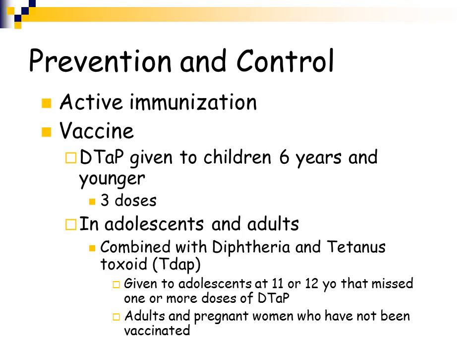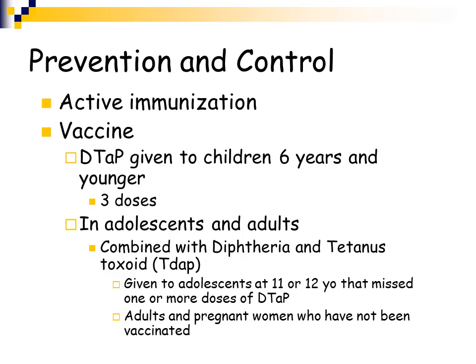The best way to prevent Bordetella pertussis infection and whooping cough is active immunization. So there is a vaccine, the DTP or DTaP, given to children 6 years and younger, and there are 3 doses of this vaccine given. In adolescents and adults, the Bordetella pertussis vaccine is combined with diphtheria and tetanus. And usually, it used to be called DTP, diphtheria, tetanus, and pertussis.